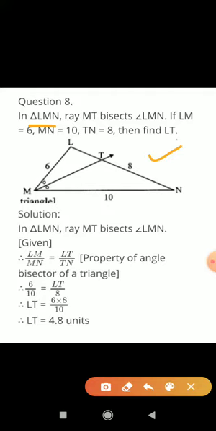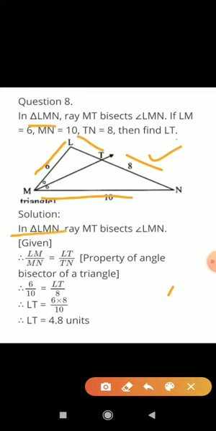So we know the formula for the angle bisector. If such a type of figure is given, then we can write the formula according to the angle bisector theorem. So LM upon MN is equal to LT upon TN. Okay, so this is the formula according to the angle bisector theorem. We have to use that formula and find the value of LT. MT is the angle bisector, it is given in the question, so we can apply the angle bisector theorem for this question. So see the solution.